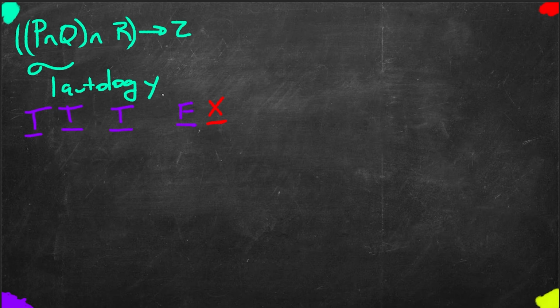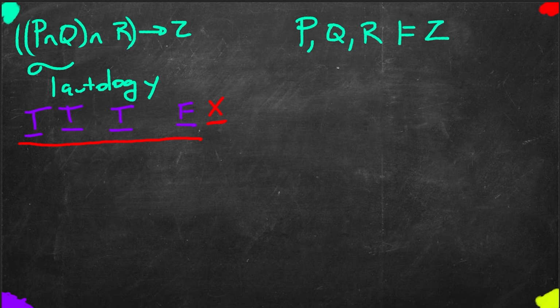So any other assignment of truth values to these letters is perfectly fine, but what we're saying is that this one cannot be the case. These letters cannot take this set of truth values. Now, given that this formula is a tautology, the question would be, is it the case that P, Q, R semantically entails Z? In other words, is this argument valid?